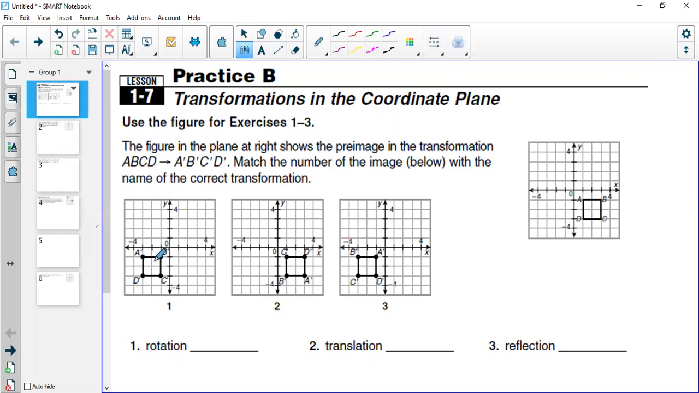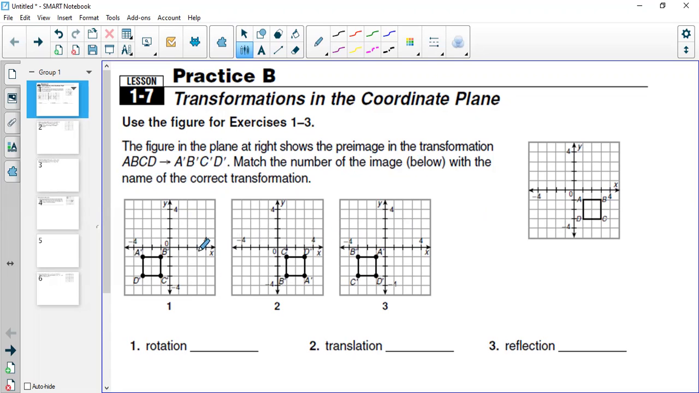Fine. So starting with question number 1, 2, 3. This whole question is related to question 1, 2, 3. The figure in the plane at right shows the pre-image. So this is the pre-image. As you can see, there are no prime signs. In the transformation, A, B, C, D is A prime, B prime, C prime, D prime. Match the number of the image below.